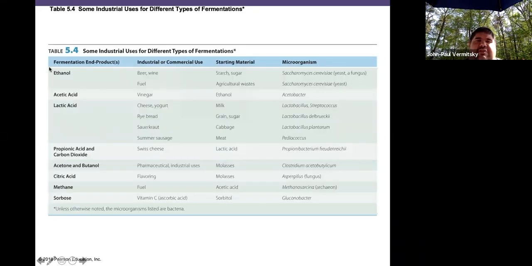Now, here's just a list of some of the products that we can make through fermentation. You can make ethanol, acetic acid, lactic acid, citric acid, methane, sorbose, acetone. And if you don't know what a lot of these things are, here's sort of what they are and what their commercial use is. You probably use a lot of these things in your daily life here.